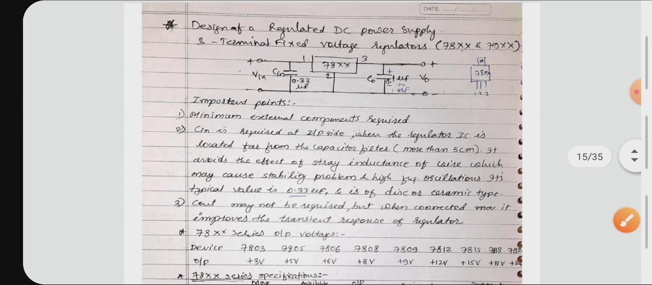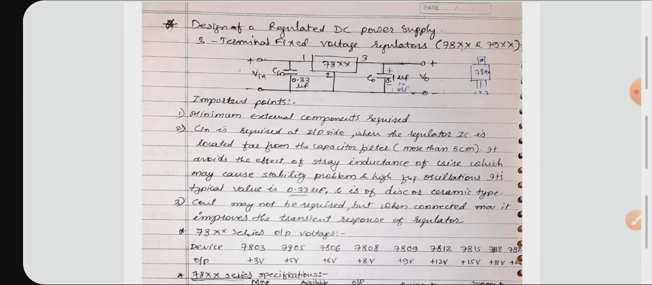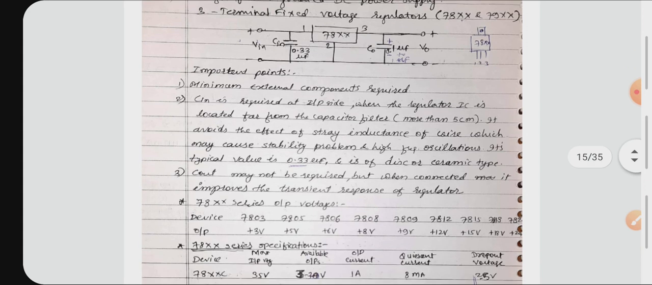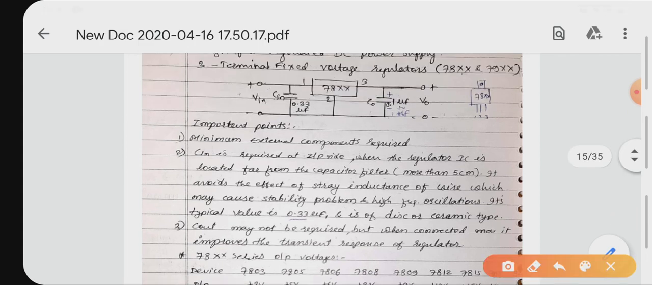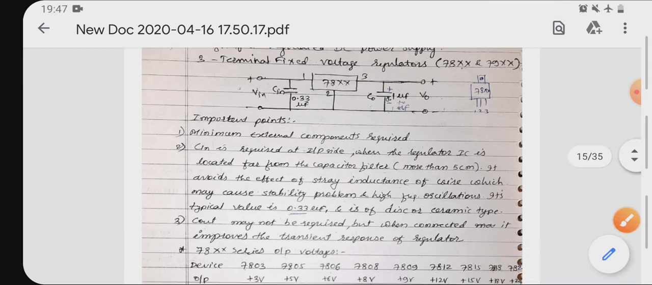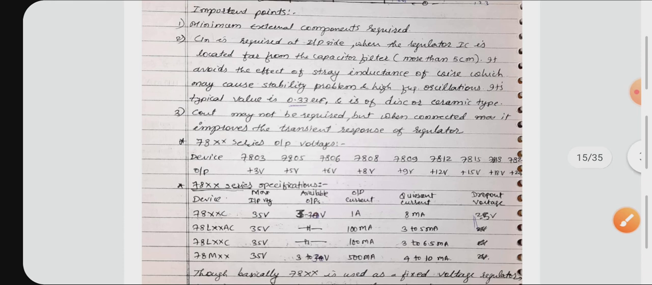Moving to the next, as we know this is the 3 terminal fixed voltage regulator 78 and the 3 terminal fixed negative voltage regulator 79 series. As I told you, C in and C out must be connected at the input and output side, having the values as 0.33 microfarad here and 1 microfarad here, for better stability and to improve the transient response, or to get more stability, we have to use these fixed values.